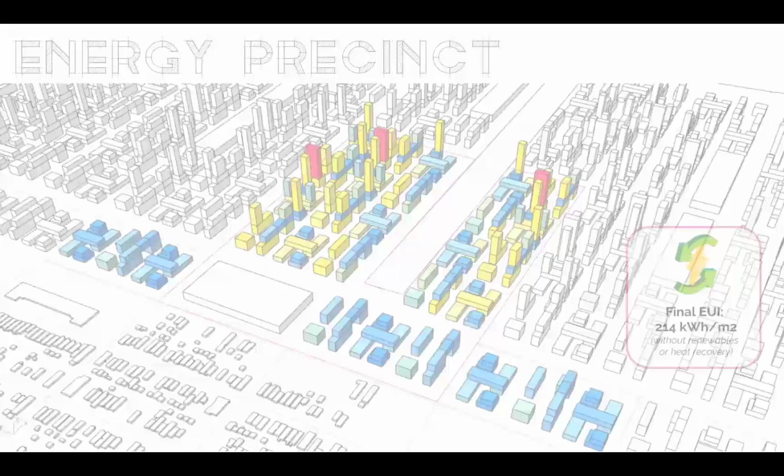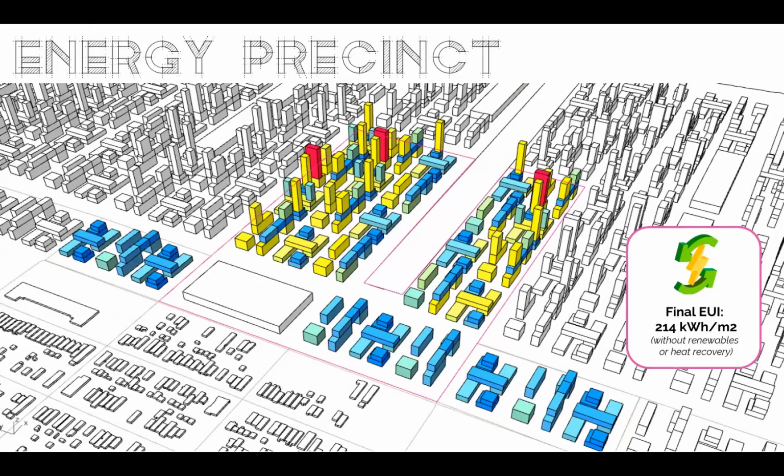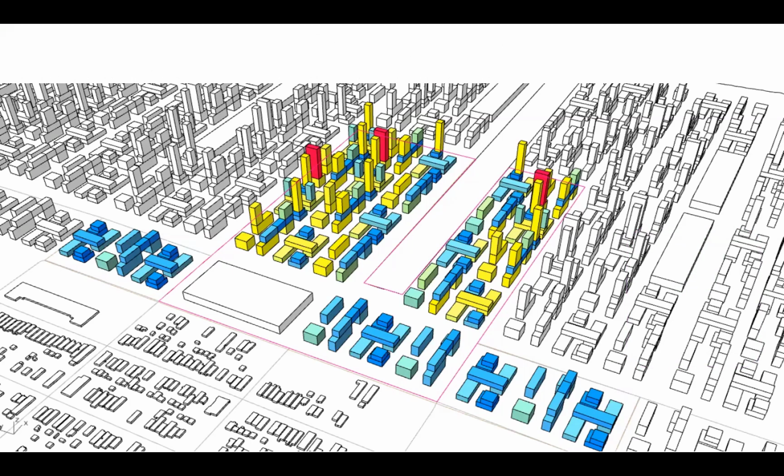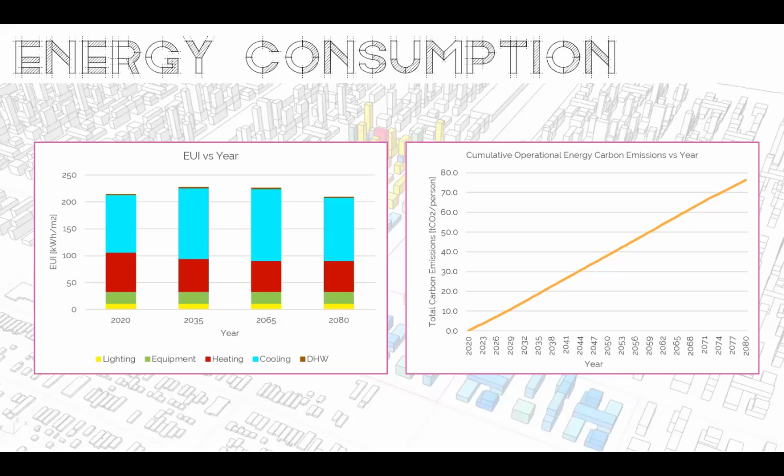So when performing the analysis for the entire neighborhood, the EUI of our design was 214 kilowatt-hours per square meter for the whole district. And additionally, while having significant heating and cooling needs, we have also investigated how the energy use intensity would change over the years under the stabilization scenario.